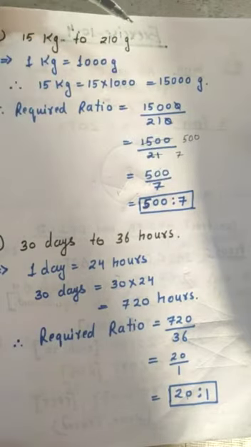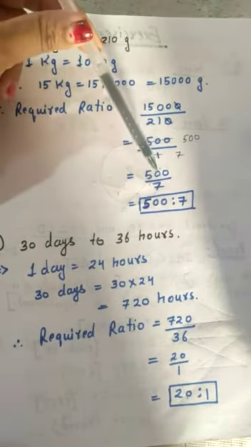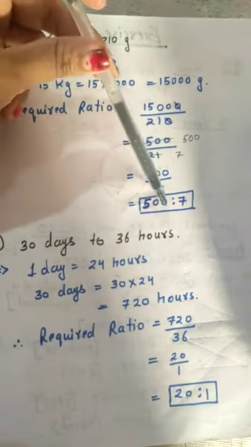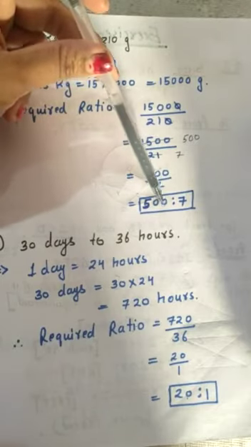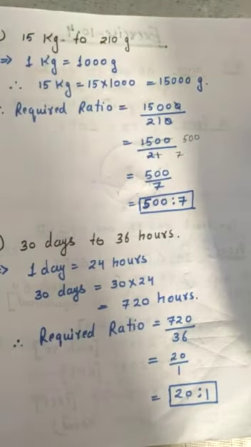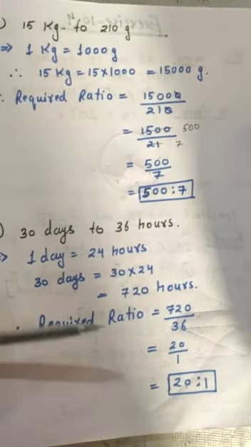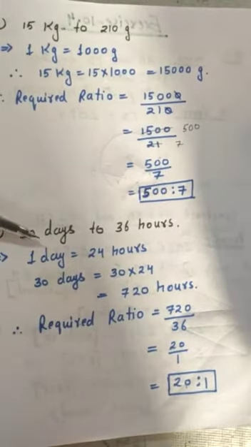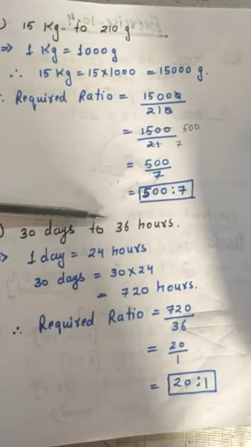Always remember, whenever you write a ratio, it should be in the simplest form. The fractions should be in the simplest form, and then you write it in the form of a ratio. Part C is your homework, and D I have done for you, so you can have a quick look. 30 days to 36 hours.